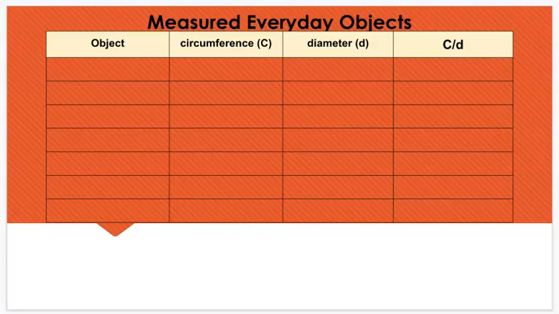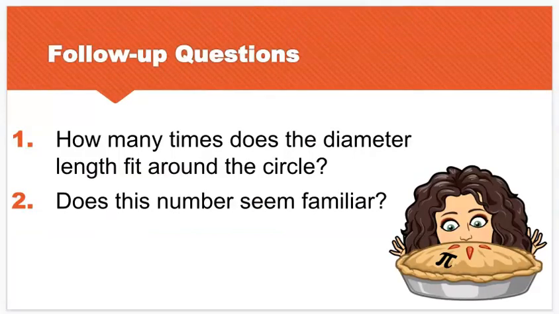After you have your object, your circumference, your diameter, then let's look at the ratio of the circumference to the diameter, and you might notice something. How many times does the diameter length fit around the circle? Does this number seem familiar? Maybe that graphic is showing you something.